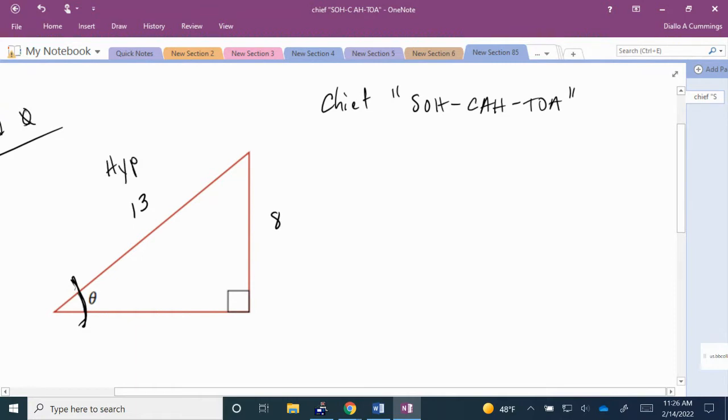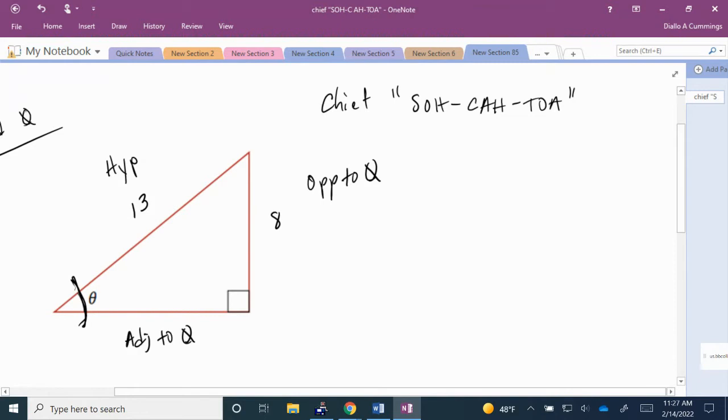Next, I'm going to write out the side that's opposite. Notice here we have the given angle that we're trying to find, and the side opposite to that angle is the side that's opposite. So we have the opposite to our theta. And then lastly, I'm going to label the adjacent. So we have adjacent to our unknown angle theta.